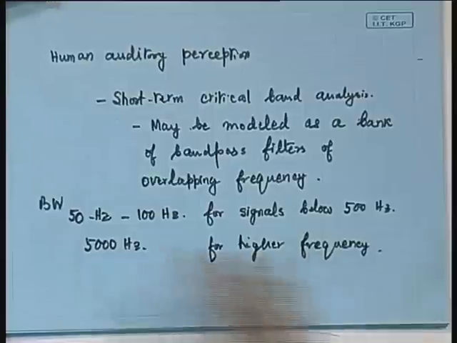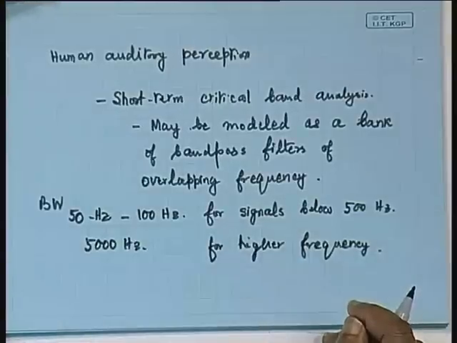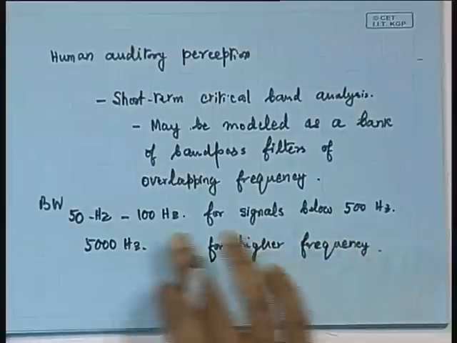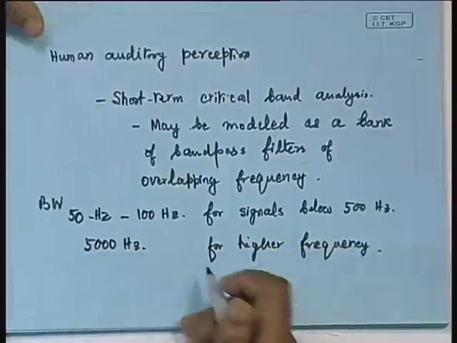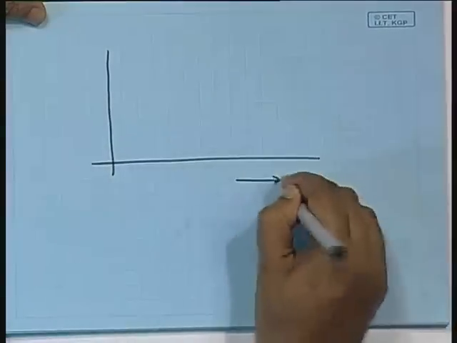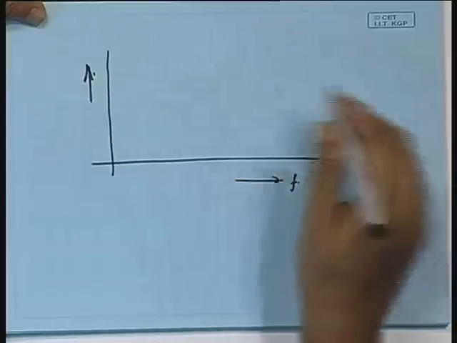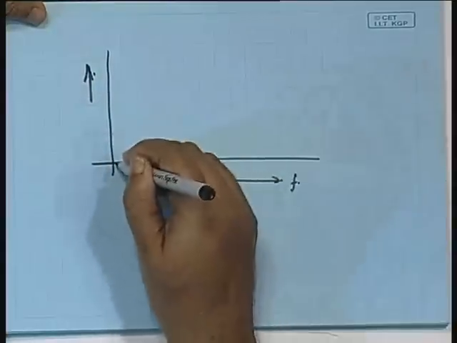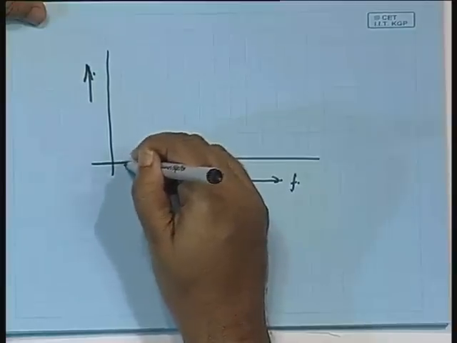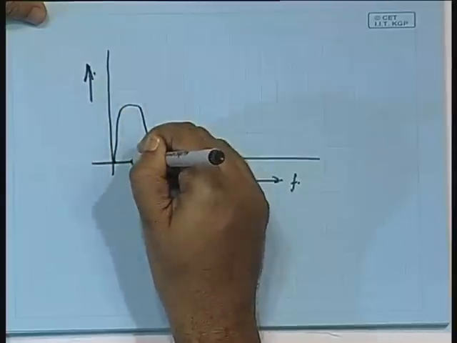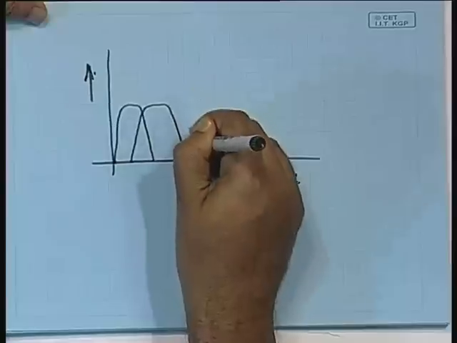So, as you go over to the higher end of the spectrum, you find that the bandwidth of these band pass filters happens to be quite on the higher side. If you take the total audio spectrum range, say this is the frequency and these are the human auditory system responses, then you will find the presence of such band pass filters, and all of them have overlapping characteristics.